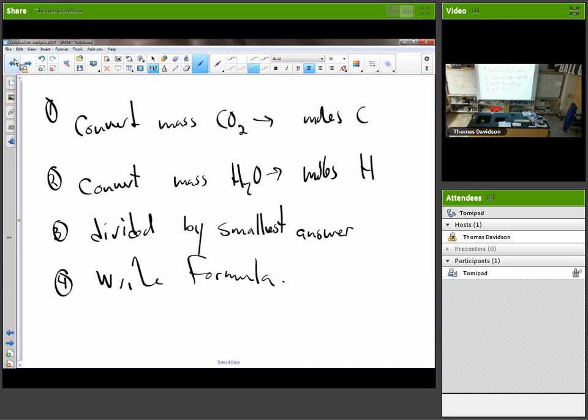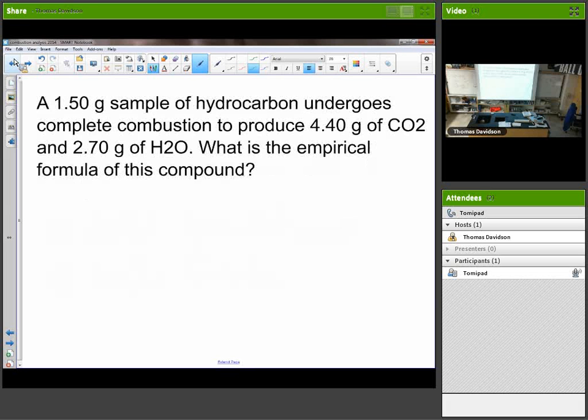All right. So here's your example. A 1.5 gram sample of hydrocarbon undergoes complete combustion to produce 4.40 grams of CO2 and 2.70 grams of H2O. What is the empirical formula of this compound? Doesn't this seem wrong, just right off the bat? How can something that's only 1.5 turn into 7.1? Okay, remember, oxygen came from somewhere else, right? It was CH whatever it is plus O2.